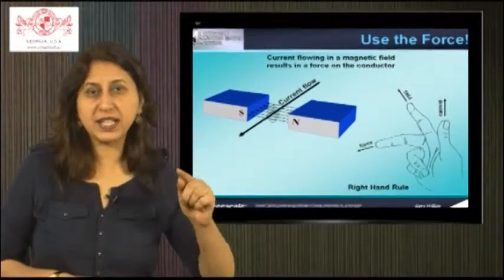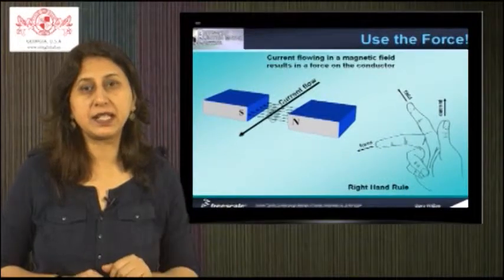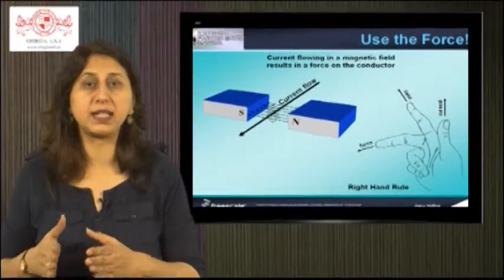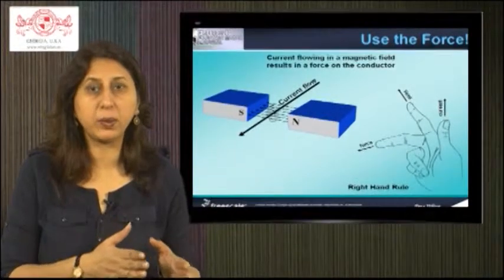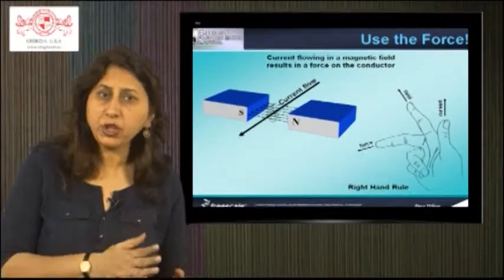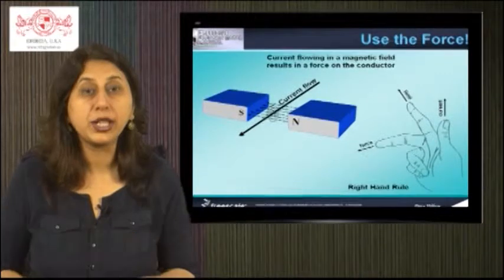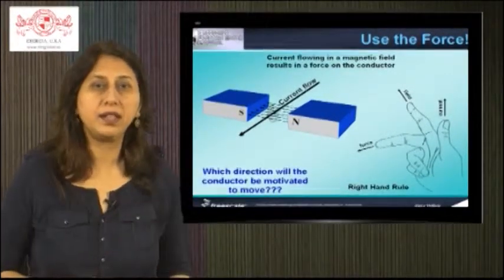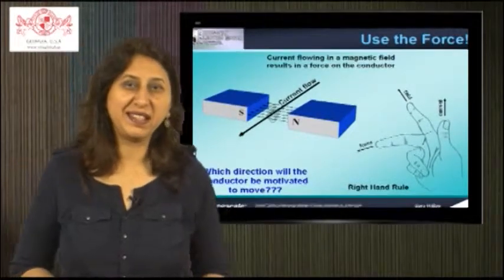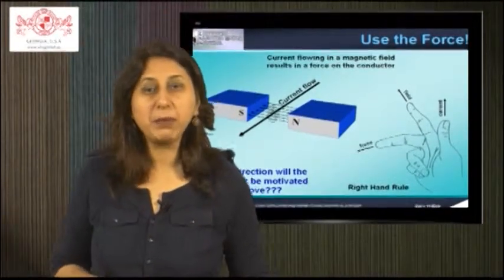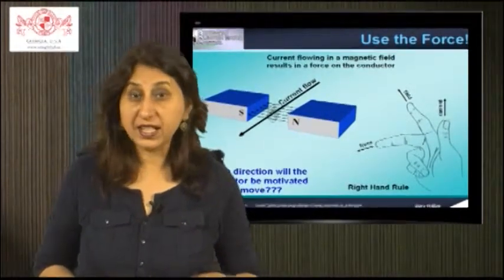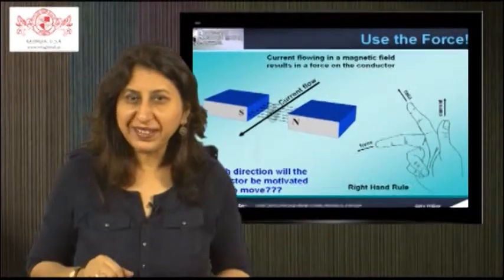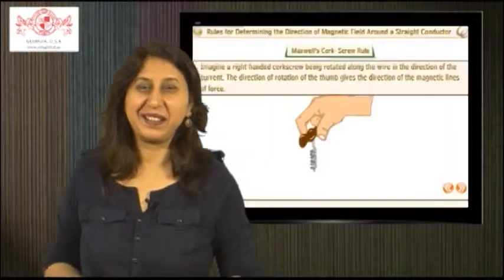If you point in the direction of the magnetic field with your index finger, and simultaneously point in the direction of current flow in the wire with your thumb, then your middle finger will actually be pointing in the direction of the force on the wire. So go ahead and try this. Which direction will the wire be motivated to move? Is it up or down? If you answered down, then you are correct.